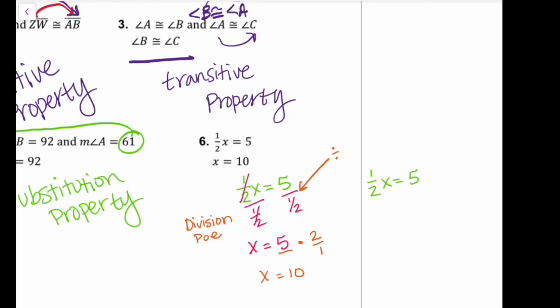I could also use the multiplication property of equality here if I times both sides by 2. The 2 and 1 cancel to leave me an x on the left, and 5 times 2 is 10. This would be the multiplication property of equality.